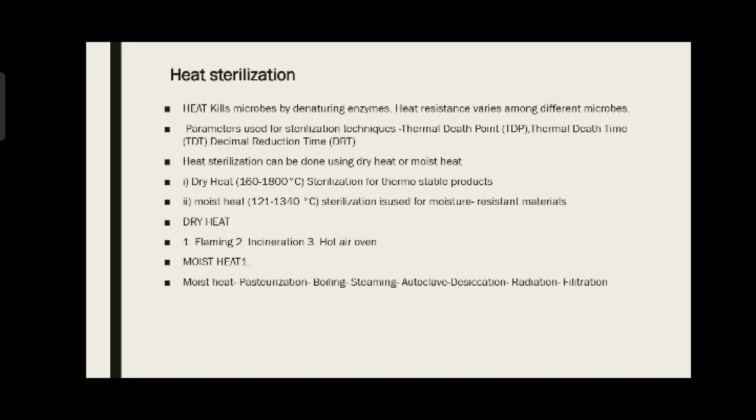This heat sterilization can be done using two methods: the dry heat method and the moist heat method. Dry heat methods are of three types: flaming, incineration, and hot air oven. And the moist heat method includes pasteurization, boiling, steaming, and autoclave.